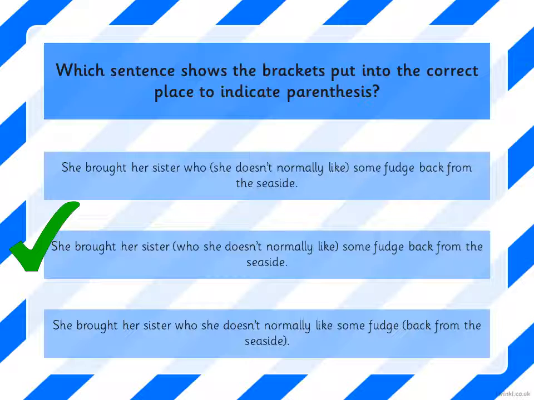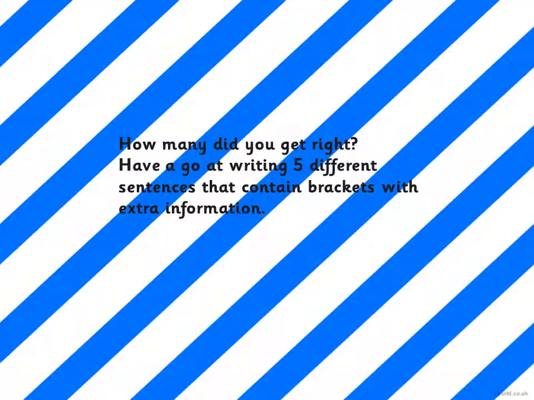That top one, if you wrote that one, she brought her sister who some fudge. If I took that bracket out, "who some fudge" doesn't quite make sense, does it? So I need to make sure that if I took that bracket out, it would still read perfectly. And then my bottom one, she brought her sister who she doesn't normally like some fudge. Again, is a main clause with a relative clause in there. It makes sense, but my extra information is the bit that she doesn't usually like her. It makes more sense for that to be my extra information, more so than "back from the seaside". So it would work, but it's not the correct English form of brackets. So hopefully you've got them all right.